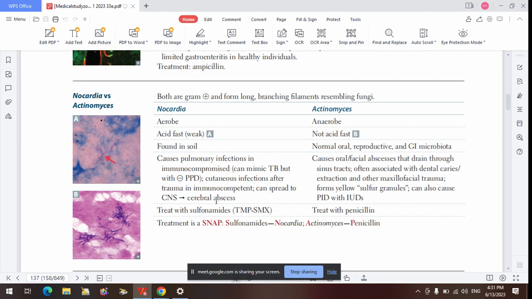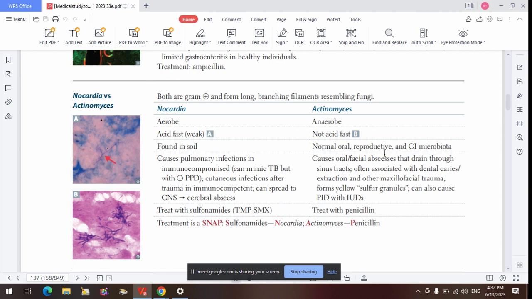Nocardia. So how do you treat it? You just give them Septrin, trimethoprim-sulfamethoxazole. Trimethoprim-sulfamethoxazole is a treatment for nocardiosis. So the actinomyces, they are anaerobic, they are not acid fast at all. They are normal commensals of the oral cavity, the reproductive tract, as well as the genitourinary tract.